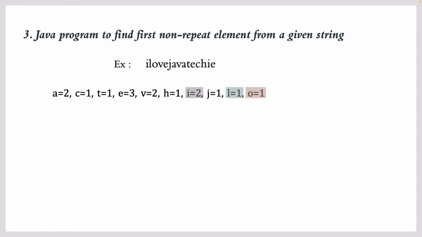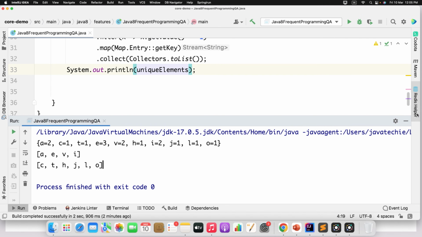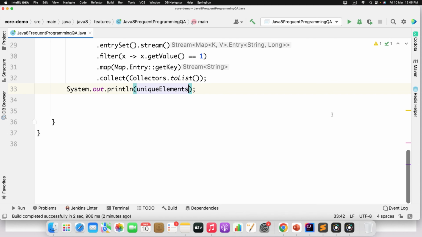Our first non-repeat element is L, because L comes before O, right? L is present 1 time, O is also present 1 time, but L is the first character in the given string, so the output should be L. Okay, how can we find out? Again, this is a quick solution. Go to the IntelliJ IDEA. I'll take the same approach.